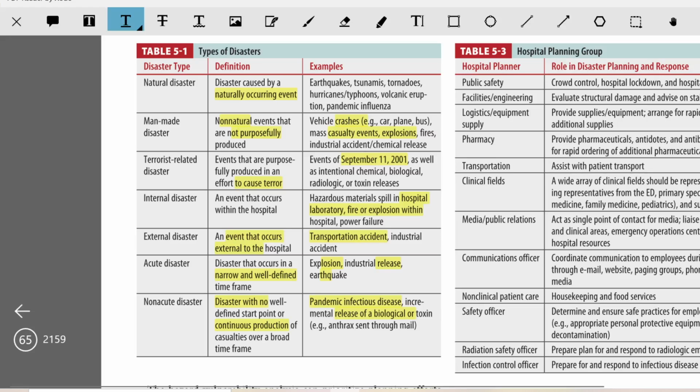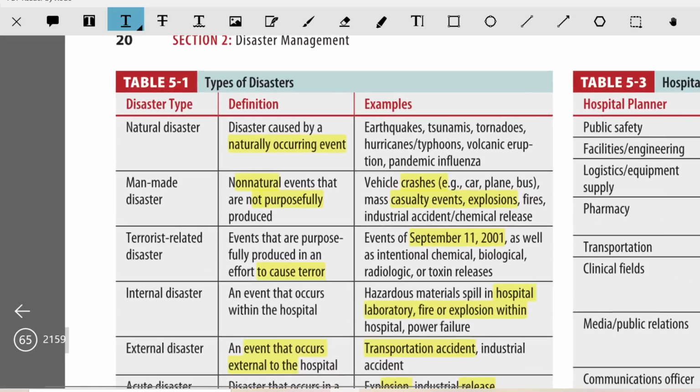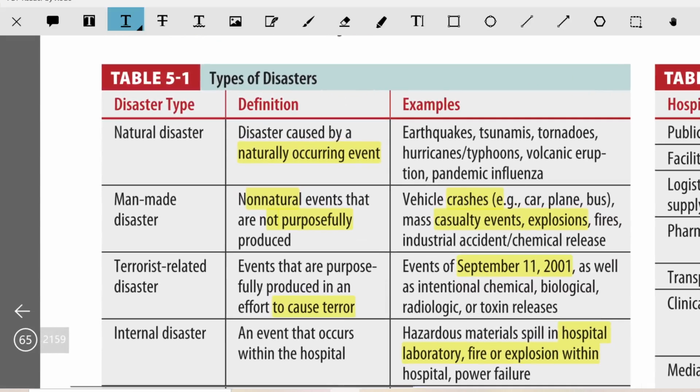The first one is the natural disaster. A natural disaster is caused by a naturally occurring event, such as earthquakes, tsunamis, tornadoes, hurricanes, typhoons, volcanic eruptions, pandemic influenza.